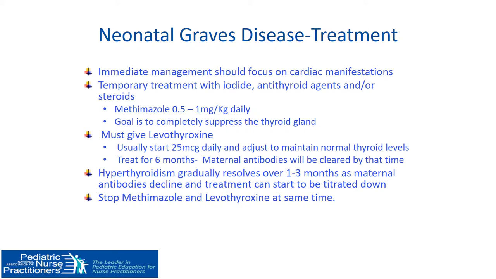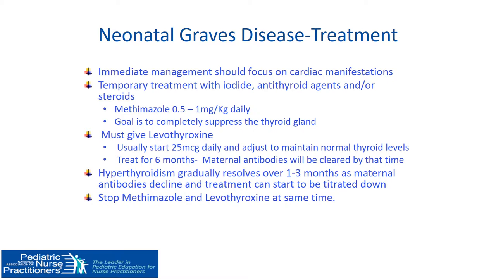Immediate management, again, should focus on the cardiac manifestations in these babies, so beta blockers. Temporary management with iodine or antithyroid agents and steroids are used. Our drug of choice would be the methimazole, 0.5 to 1 milligrams per kilo daily. The goal is to completely suppress that thyroid until those antibodies leave the system. And since we're completely suppressing that thyroid gland, we have to give thyroid hormone replacement with levothyroxine. We usually start around 25 micrograms and adjust to maintain normal thyroid levels.